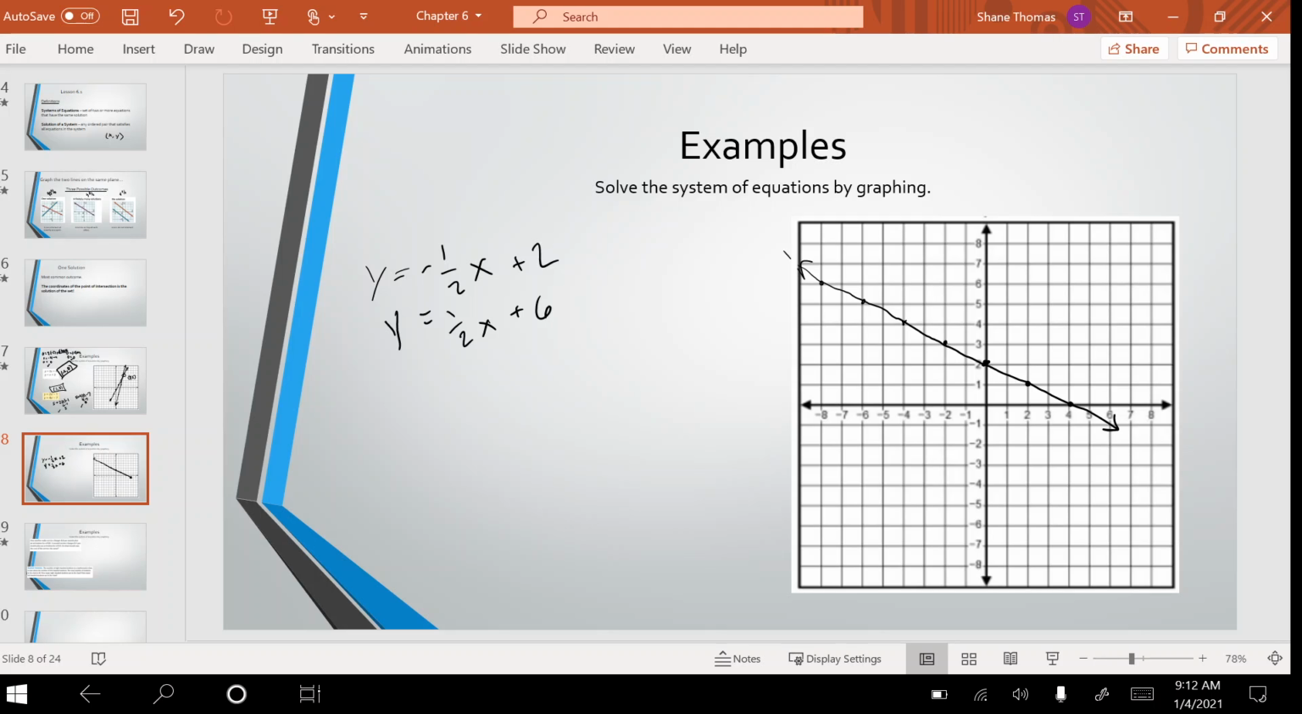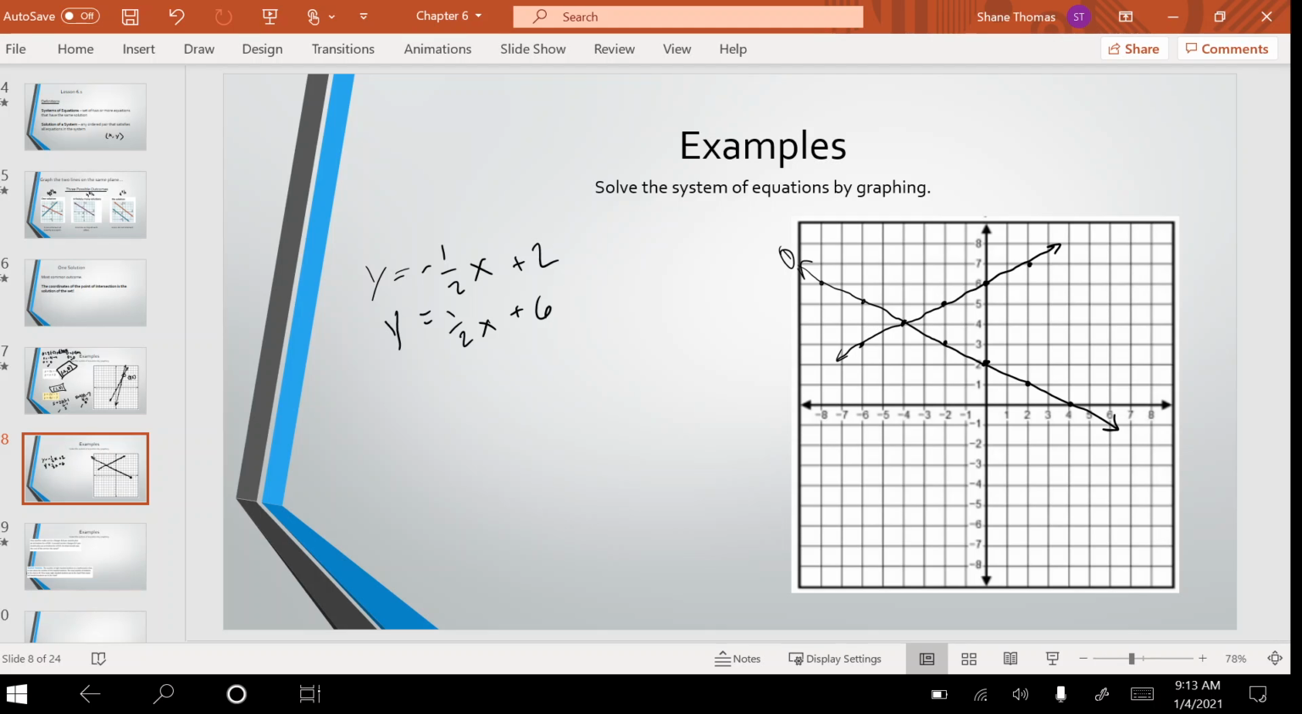That's the first line. Second line, y equals 1/2 x plus 6. So I'm at plus 6. 1/2 is up 1 over 2. Now, going to the right any farther is not going to help me, is it? Okay, so let's go down 1, left 2, down 1, left 2, down 1, left 2. So we crossed really nicely at a point.